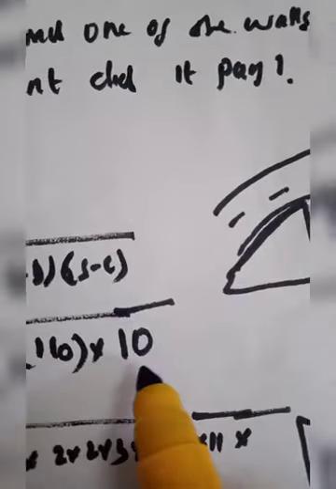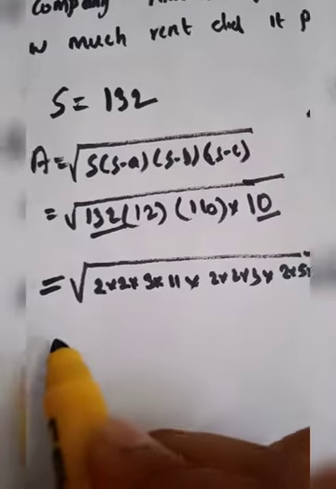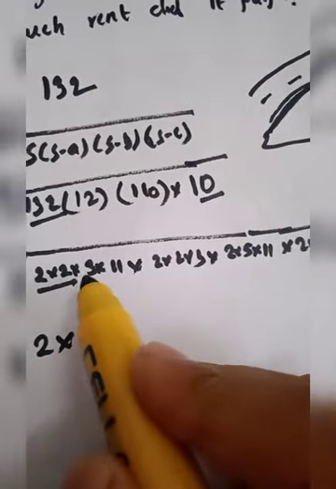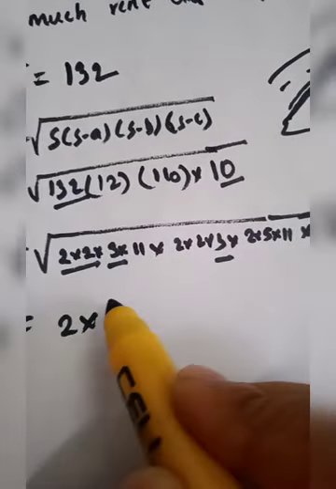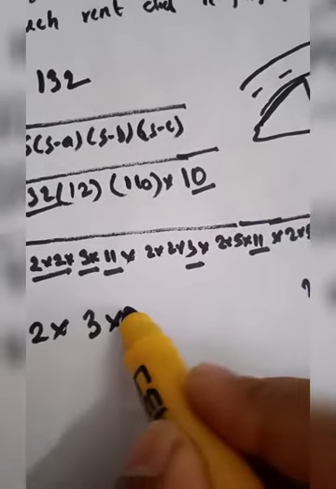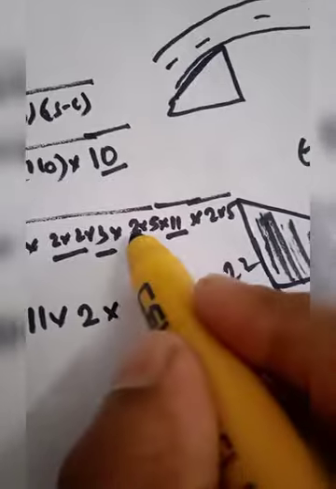Then the last one, 10: we can write it as 2 into 5. And see the magic. What is square root of 2 into 2? 2. What is square root of 3 into 3? 3. What is square root of 11 into 11? 11. What is square root of 2 into 2? 2. And again 2.